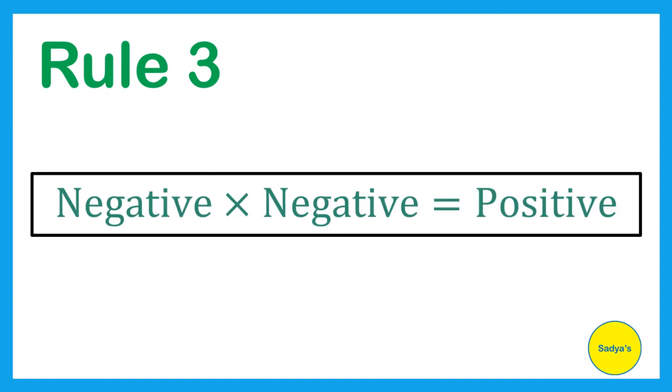Let's look at rule number 3 now. Rule number 3 is if both the numbers being multiplied are negative, the answer is a positive number. It's a common saying in English, two negatives make a positive. So when two negative numbers are multiplied, we get a positive number.